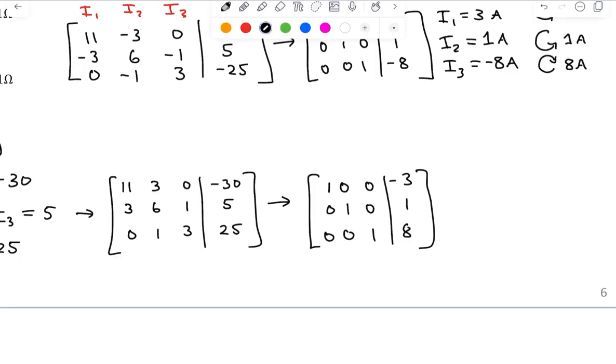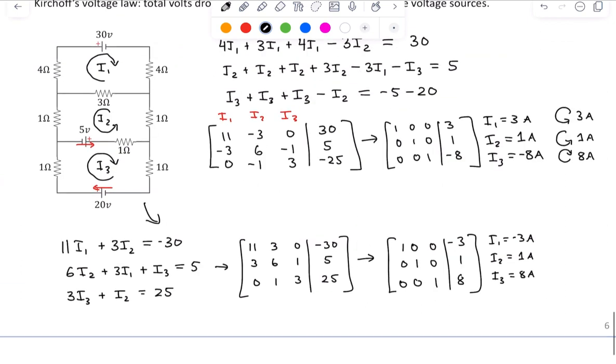All right, so this gives me that I1 has to be equal to -3 amps, I2 is equal to 1 amp, and I3 is equal to 8 amps. So the two answers here that are positive suggest that our assumed directions were correct. So in other words, looking back over here, we assumed I2 was counterclockwise. Turns out that assumption is correct. So circuit 2 goes counterclockwise at the rate of 1 amp.